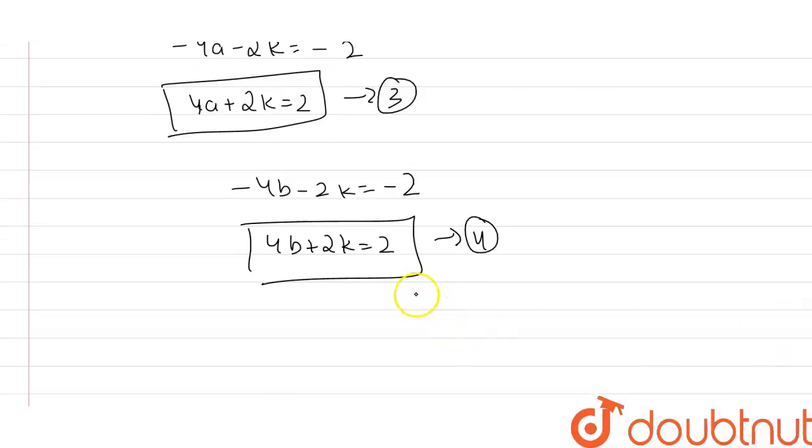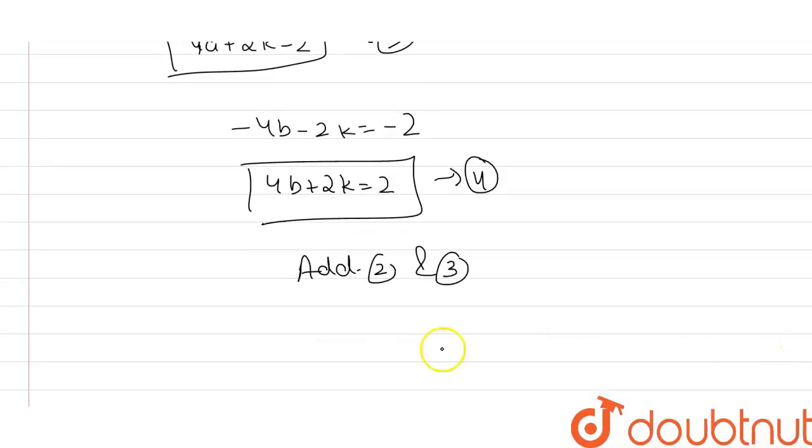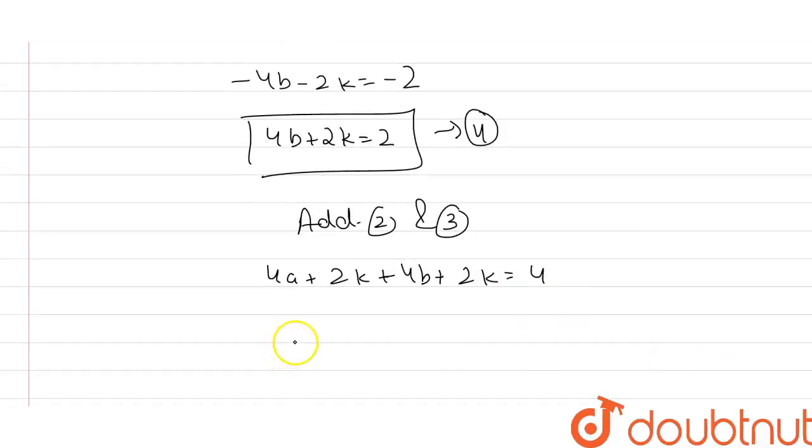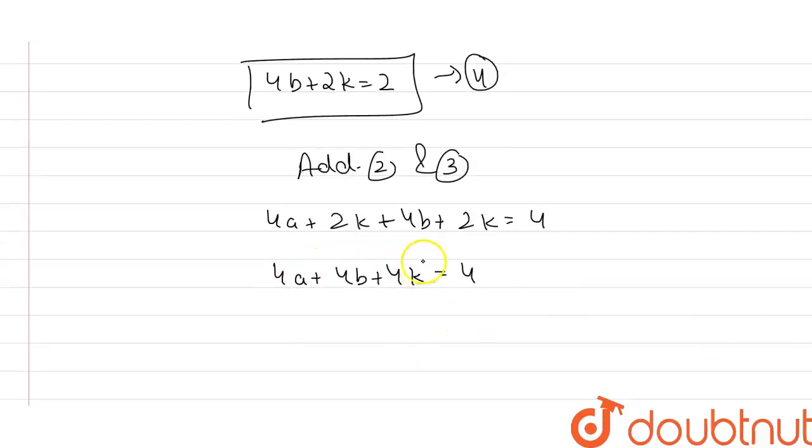Now I am summing these two equations, adding 3 and 4. This equation will become 4a plus 2k plus 4b plus 2k equals 4. So we receive 4 times a plus 4 times b plus 4 times k equals 4. Now this 4 cancels out with the other 4, so we get a plus b plus k equals 1. Just remember this from now.